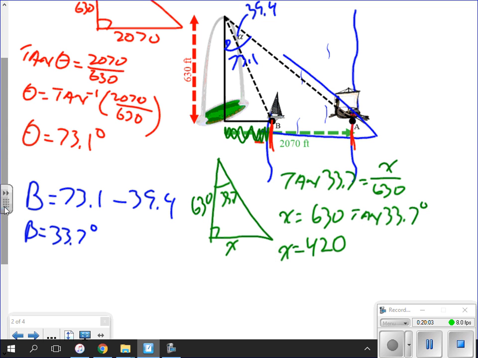Did that answer my question? No, what do I need to do? Subtract that from the 2070. And you get 1,650 feet. So it's about a third of a mile. It's a pretty good wide river.